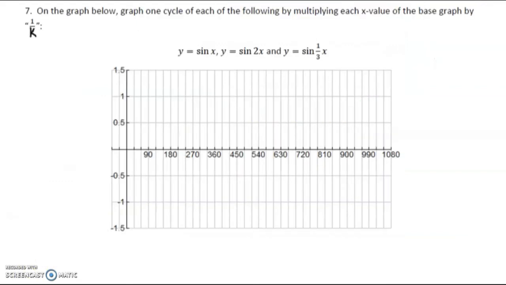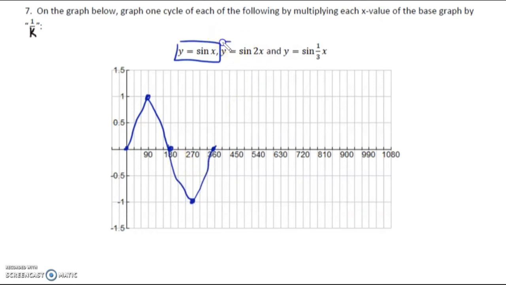Okay, question 7. On the graph below, graph one cycle of each of the following by multiplying the x value of the base graph by 1 over k. So we're going to start with just sine x. So 0, 0, 90, 1, 180, 0, 270, negative 1, 360, 0. So this is going to be our base graph.